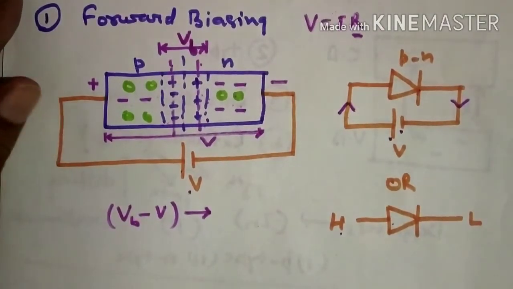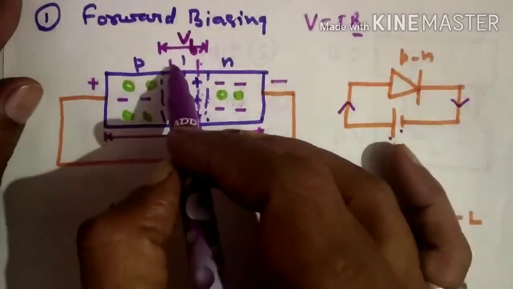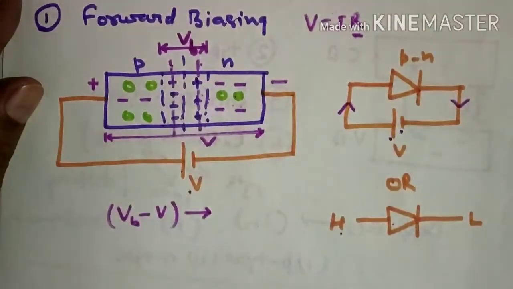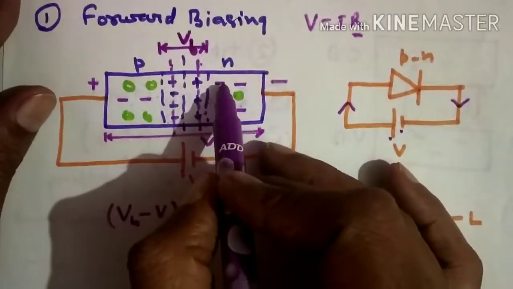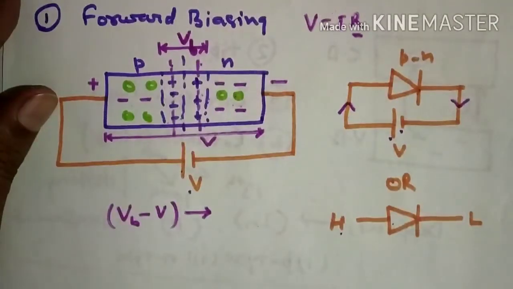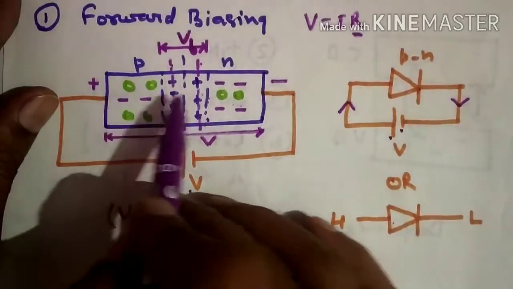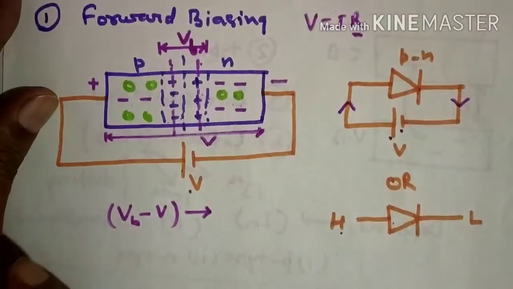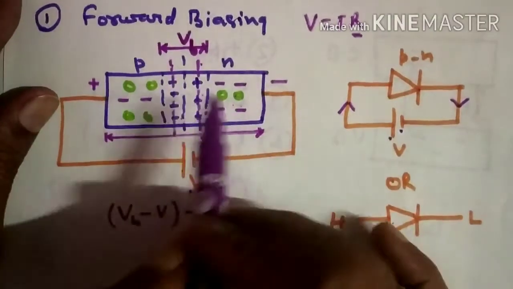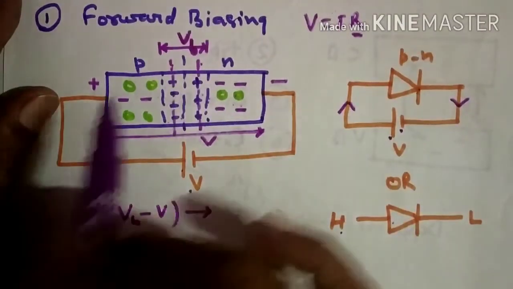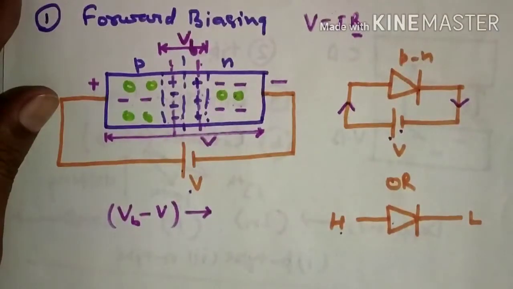What happens by doing so? When the width of the depletion layer decreases, the current carriers from the N region and the current carriers from the P region, that is majority current carriers from both regions, start crossing the junction and their diffusion once again starts.